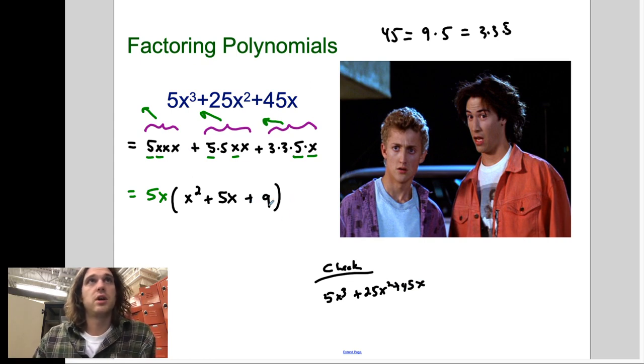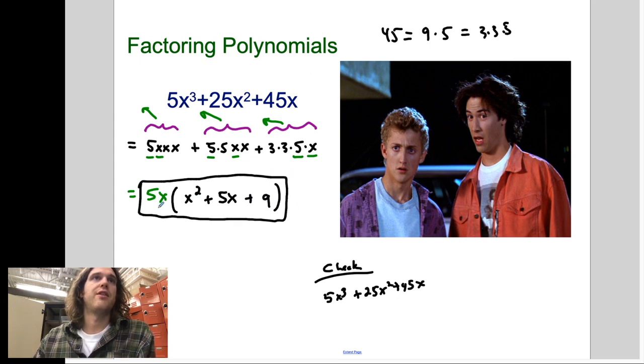And when you're done, you'll know you've pulled out the greatest common factor if none of the terms inside share a factor, which they don't. So this is our final answer. 5x times x squared plus 5x plus 9. And the 5x here is our GCF.